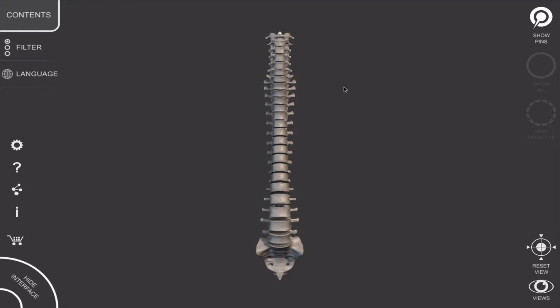Again, if the spine does not look straight when you're looking at it from the front or from the back, we would refer to that condition as a scoliosis.